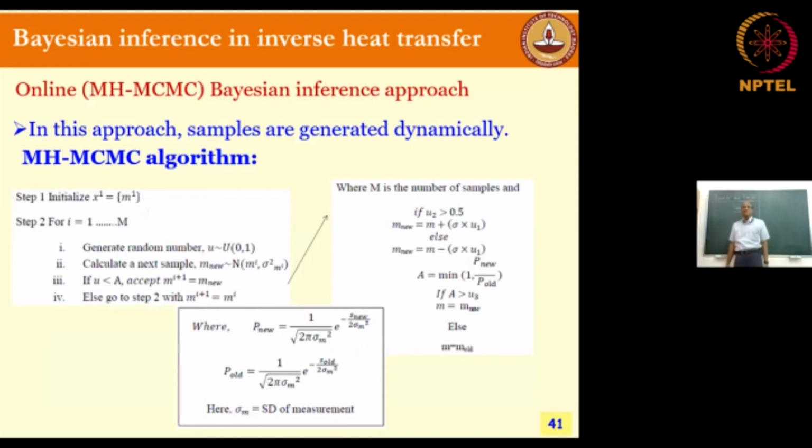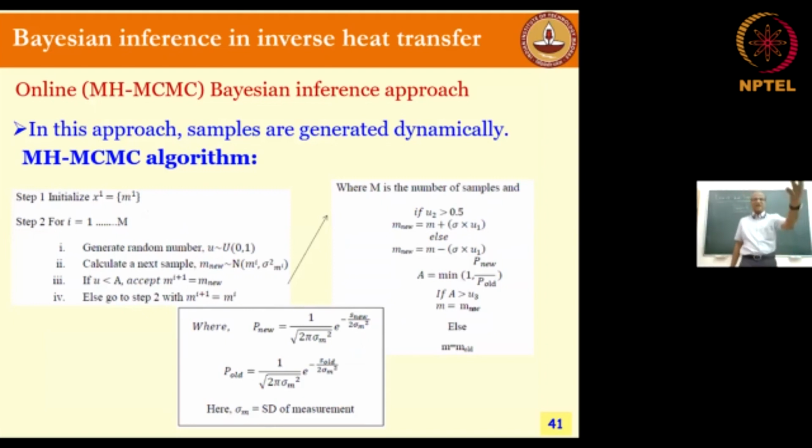Okay. The online or the MHM. MH is Metropolis Hastings. MCMC is Markov chain Monte Carlo. Markov chain Monte Carlo means the next sample is dependent only on the previous sample. The Metropolis Hastings algorithm decides whether the new sample will be accepted or not. Means we don't accept straight away, but we reject with a probability.